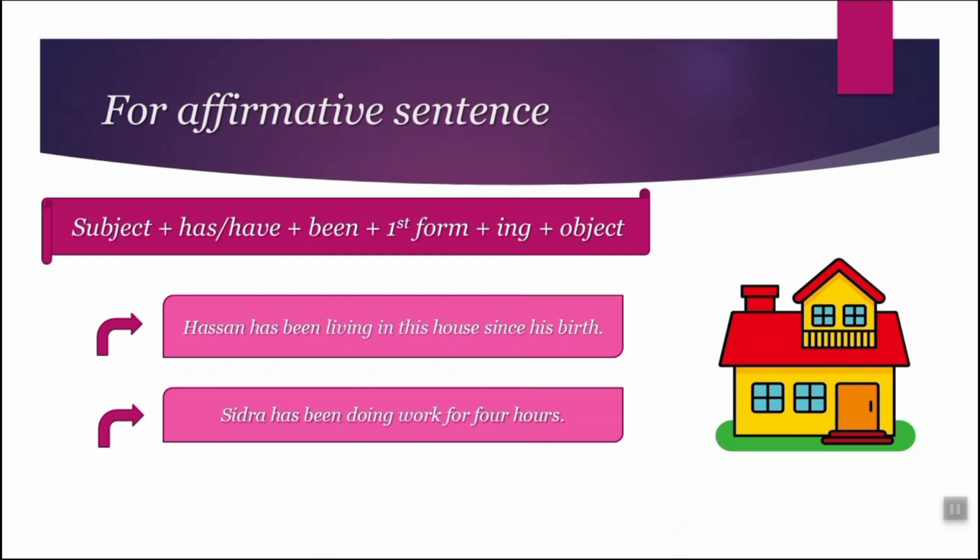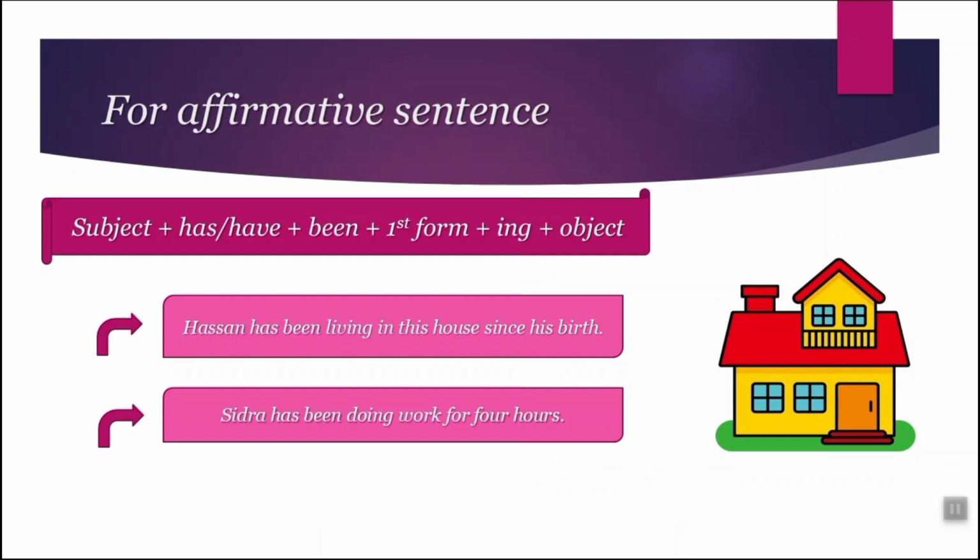Sidra has been doing work for 4 hours. Both sentences use the present perfect continuous tense to express actions that started in the past, have been ongoing, and are still relevant to the present. The use of has been indicates the ongoing nature, while the present participle form of the verb, the ing form, shows the continuous action. Hassan has not been taking tea since his birth. This sentence conveys that Hassan has not been engaging in the action of drinking tea since his birth, indicating the absence of this activity during the specified time period.